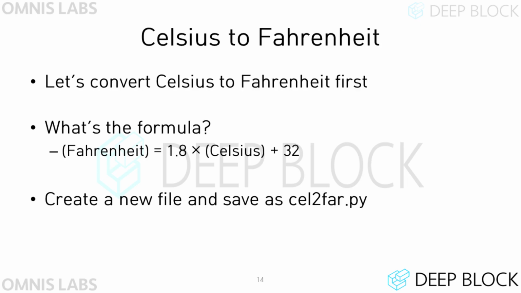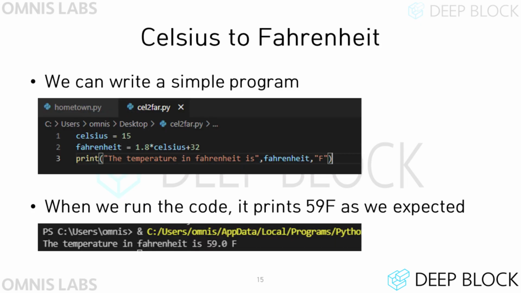First, create a new file called cell2var.py. Let's write the following program based on the formula. For example, if the Celsius is 15, put the value of 15 in a variable called Celsius. Then, write an expression to convert Celsius to a Fahrenheit value. Store the evaluated value of the expression in the variable Fahrenheit. And if we print this out, we can see that 15 degrees Celsius is 59 degrees Fahrenheit.